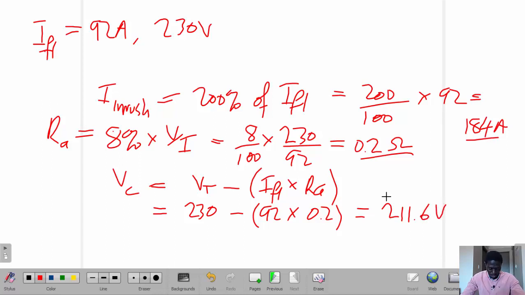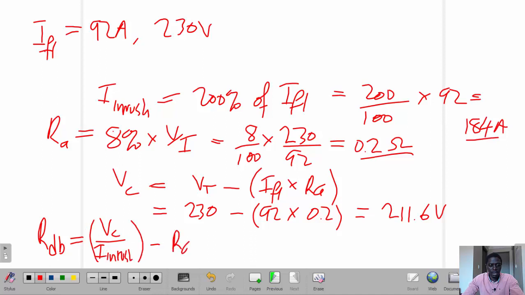211.6 volts. Therefore the dynamic braking resistor value can be found from VC over I inrush, minus the armature resistance. And our VC in this case is 211.6.